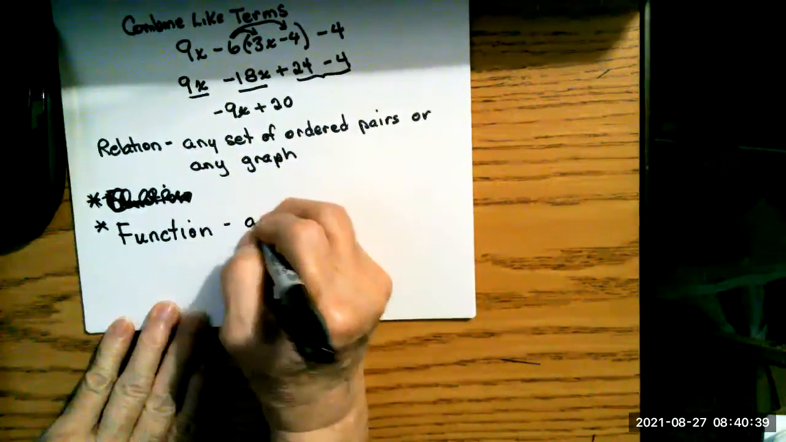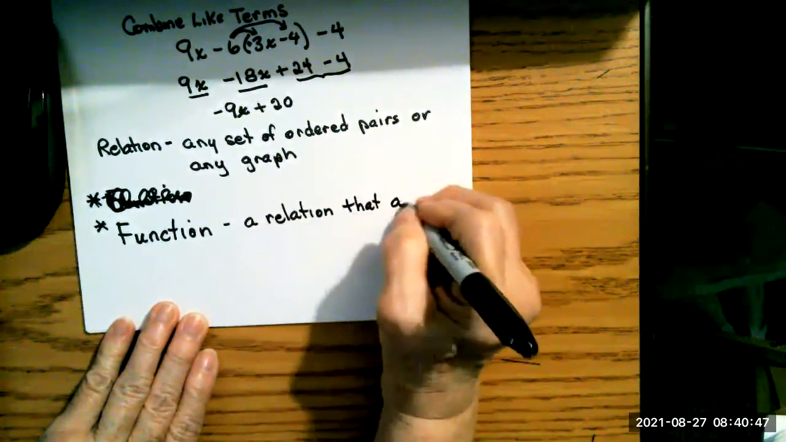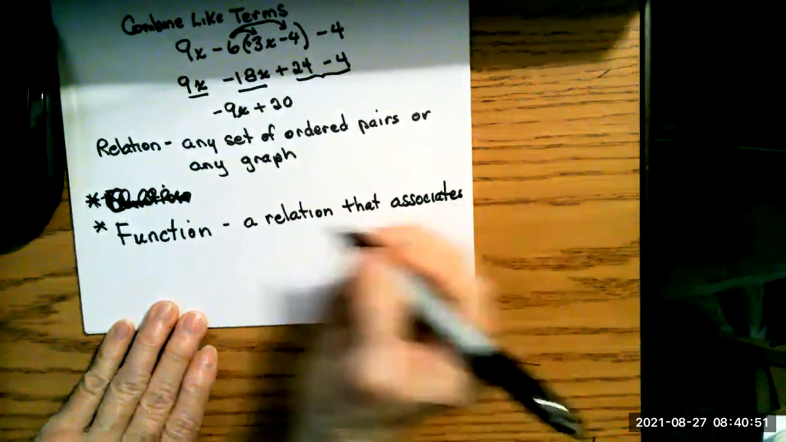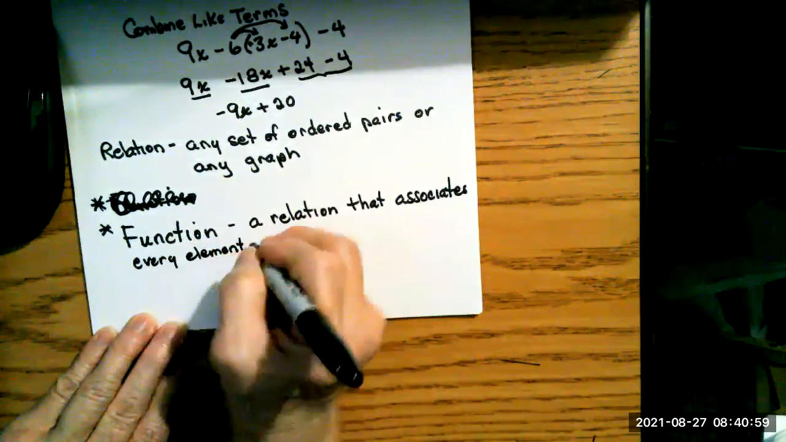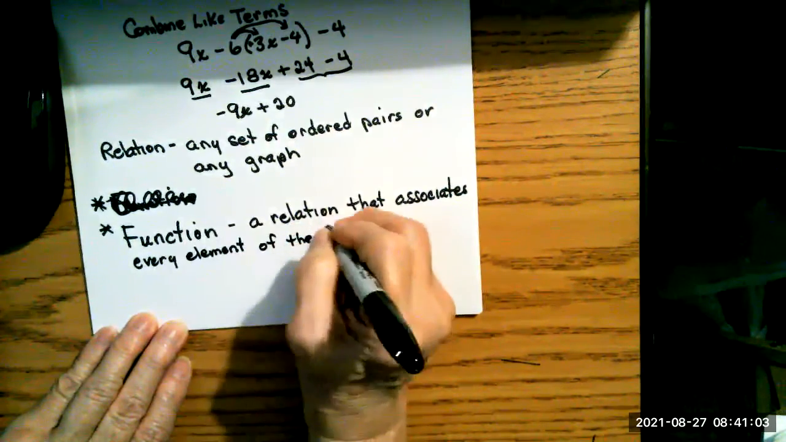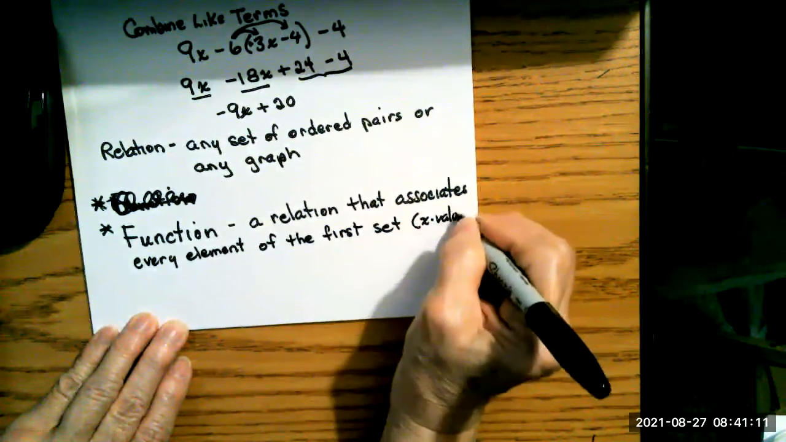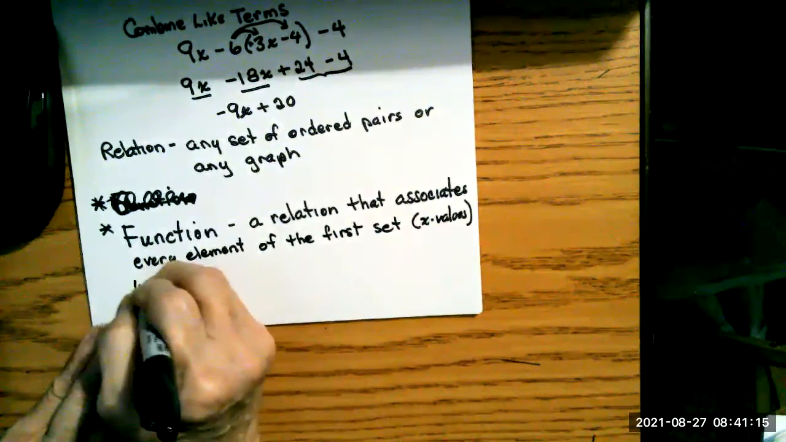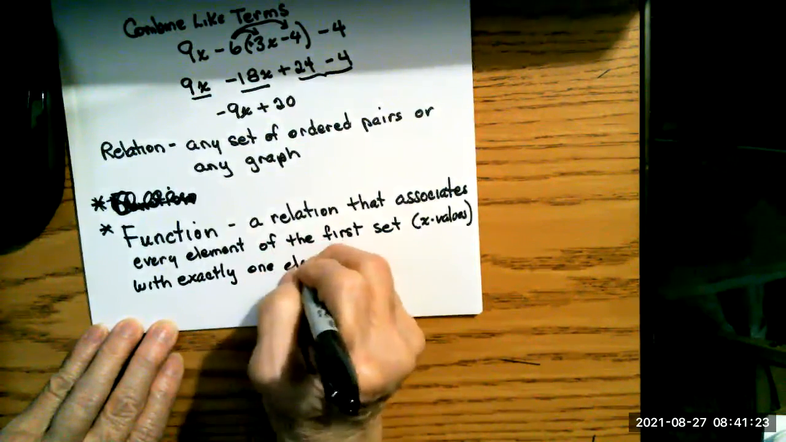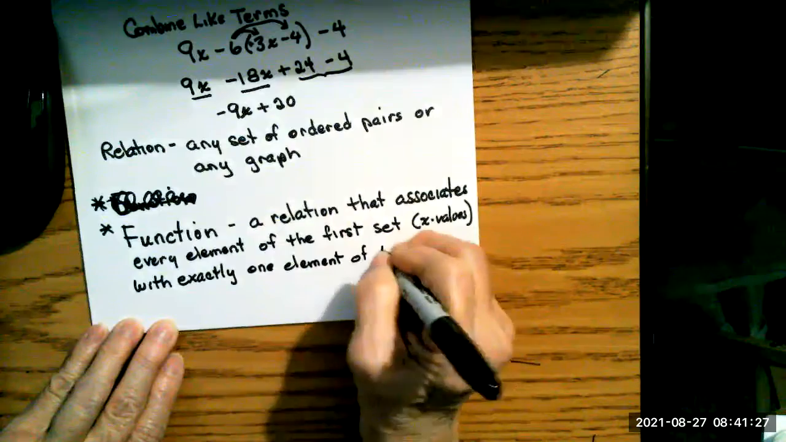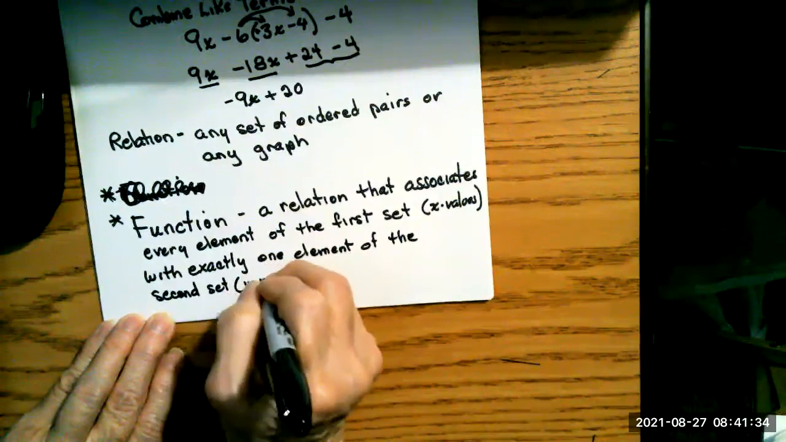A function is a relation, so it's a set of ordered pairs that associates every element of the first set, which is the set of x's, with exactly one element of the second set, and the second set is the y values.